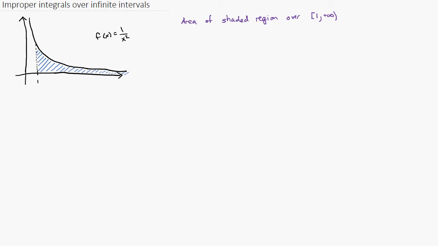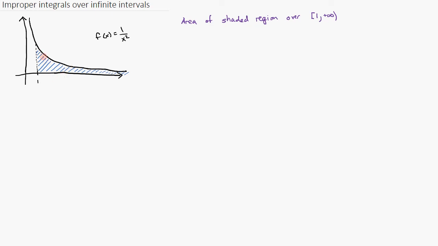In this video, we're going to talk about a kind of integrals called improper integrals. So the idea is the following. Suppose I have a function. In this case, I'm looking at the function f of x equals 1 over x squared. And suppose I'm interested in the area under the function. Typically, you take a finite interval, and because it's a finite interval, the area is going to be finite.